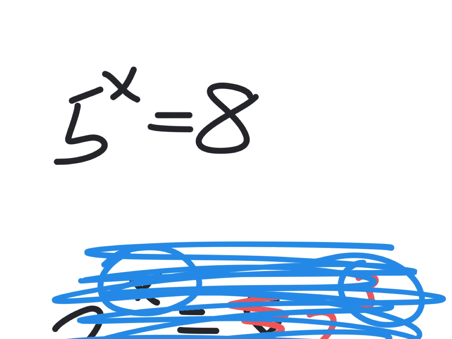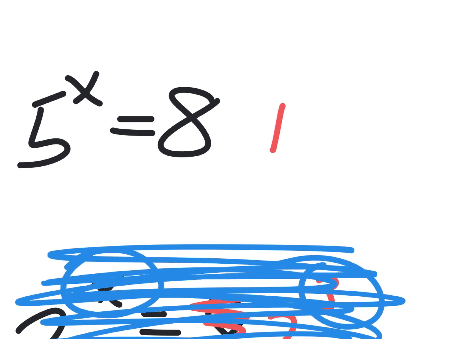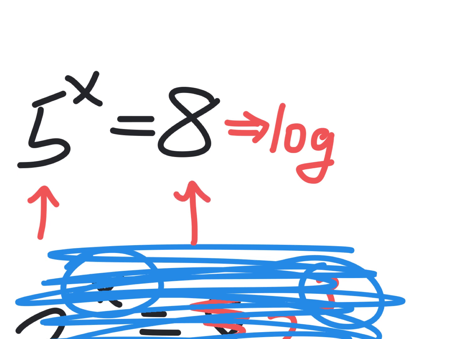If I wanted to write the log for this, I would say log. Everybody write this. This goes together. I'm not saying they're equal. That's why I'm using the double arrow thing like this. This goes with log base. Which of these looks like the base to you? The 5 or the 8? Which one feels like it's a base? The 5. That is the base. Log base 5 of 8.